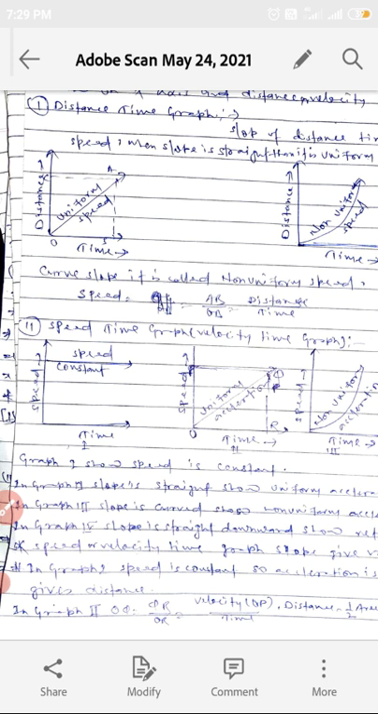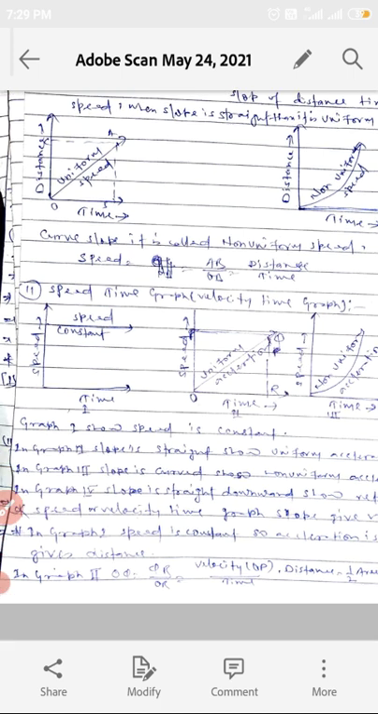Speed is equal to AB by OB. AB means distance, OB means time. So the speed formula is distance by time.